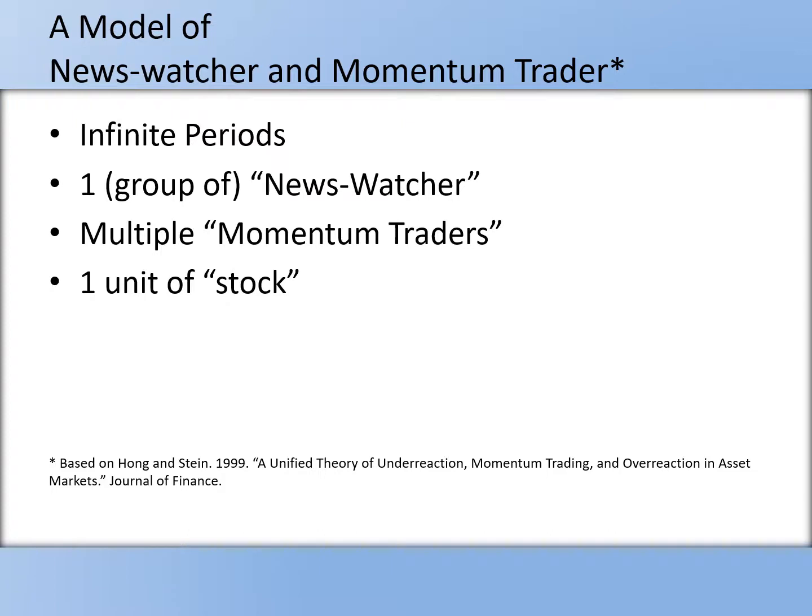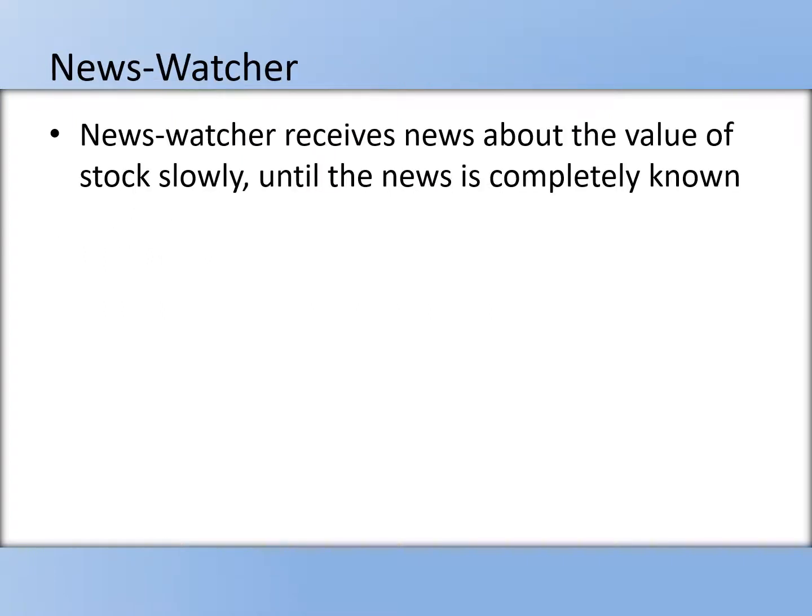There's one unit of stock, so there's limited quantity of the stock. Which is why the price would fluctuate, because price gets bid up or down depending on the demand. The supply is fixed. Risk-free rate is assumed to be 0, mostly just for convenience.